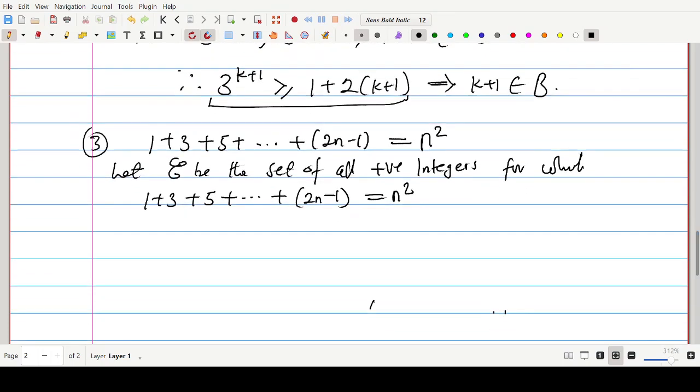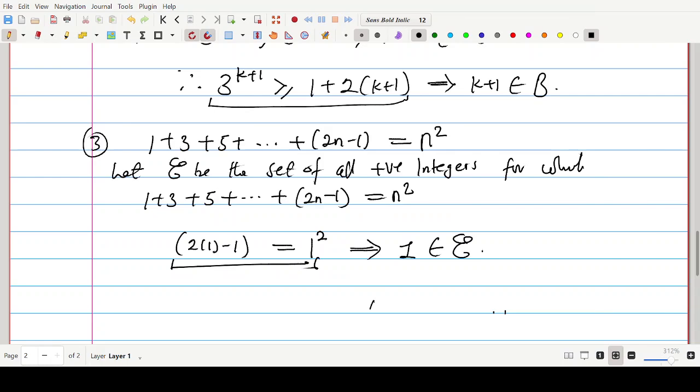How do we show that? To show that 1 is there, we take the case where n is 1. And if n is 1, the first term will be 2 brackets 1 minus 1, and that is equal to 1 squared. Is it not true? It is true. Since that is true, it implies that 1 is an element of this set.